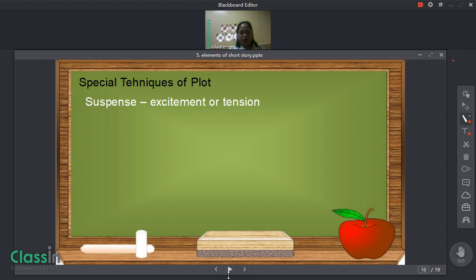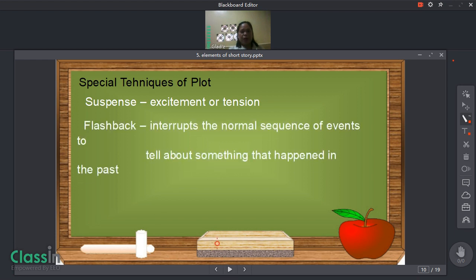And then we also have the flashback, which interrupts the normal sequence of events to tell about something that happened in the past. Maybe you have experienced this, that while we are reading a story or watching, some past events are injected into the present, as if we go back to the past, to the thing that happened in the story, which is related to the present scene or present event. So that is a flashback.